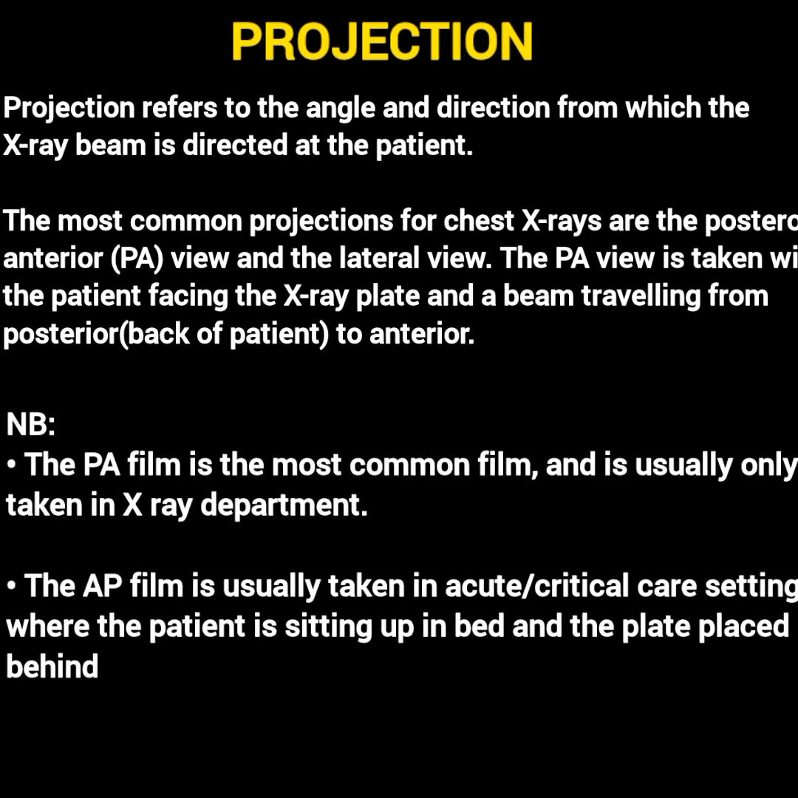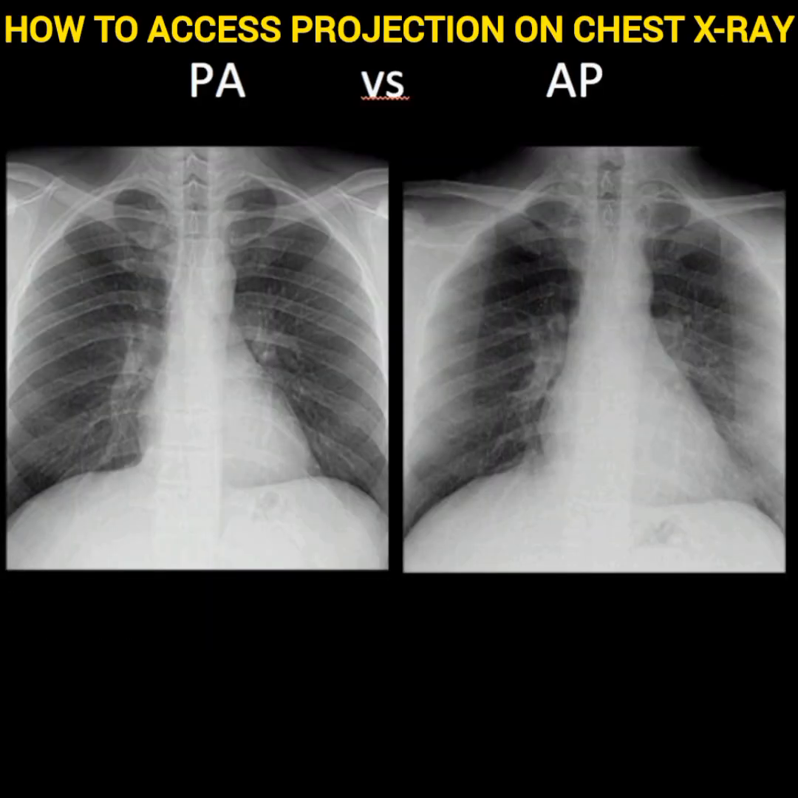Note that the PA film is the most common film and is usually only taken in the X-ray department. And the AP film is usually taken in acute or critical care settings where the patient is sitting up in bed and the plate is placed behind. How to assess projection on chest X-rays?